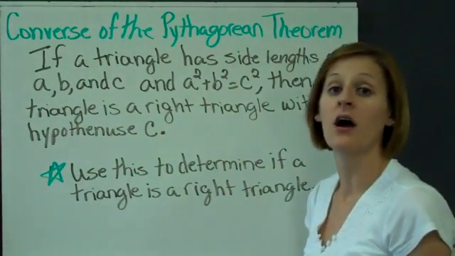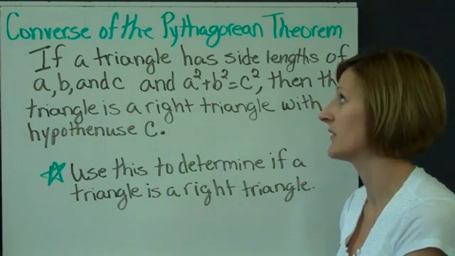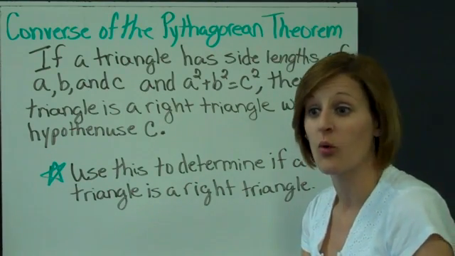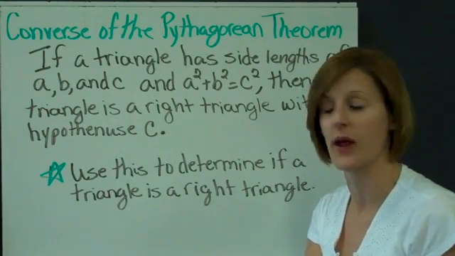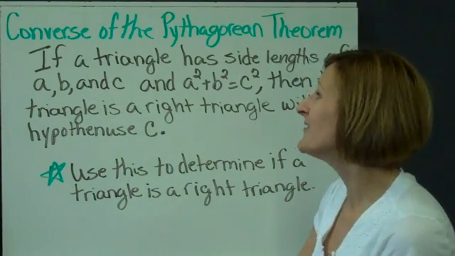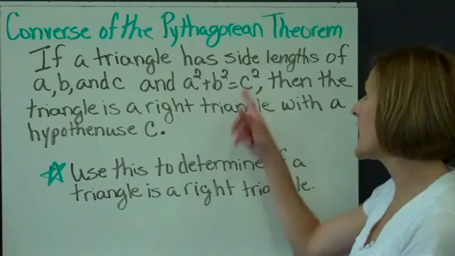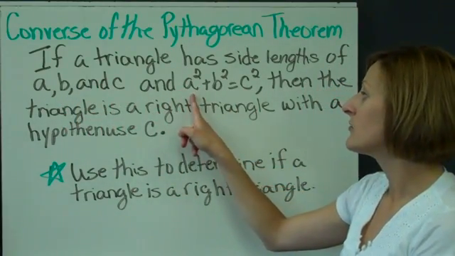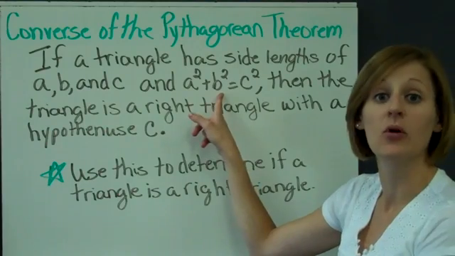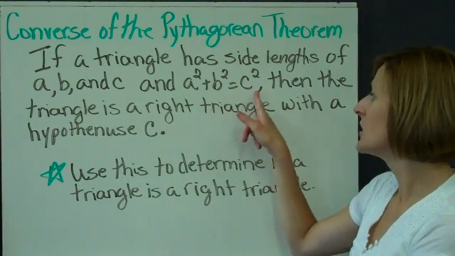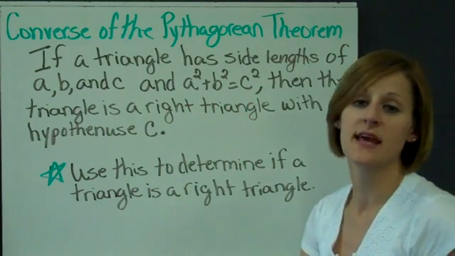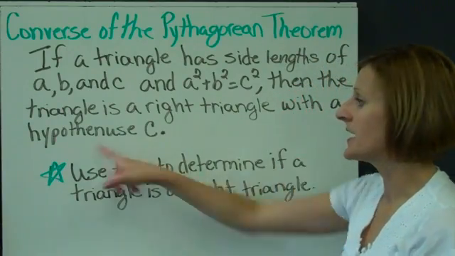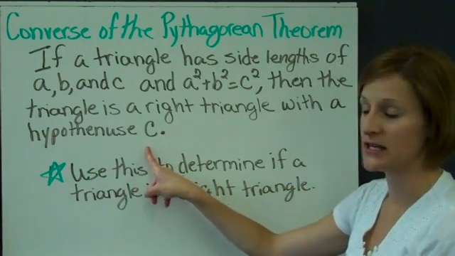Now we're going to look at the converse of the Pythagorean theorem. Converse all that means is the opposite, totally the other way around. So if a triangle has side lengths of a, b, c and the two legs squared, then added together equals c squared, then we're going to say that that's a right triangle, and it has a hypotenuse of c.